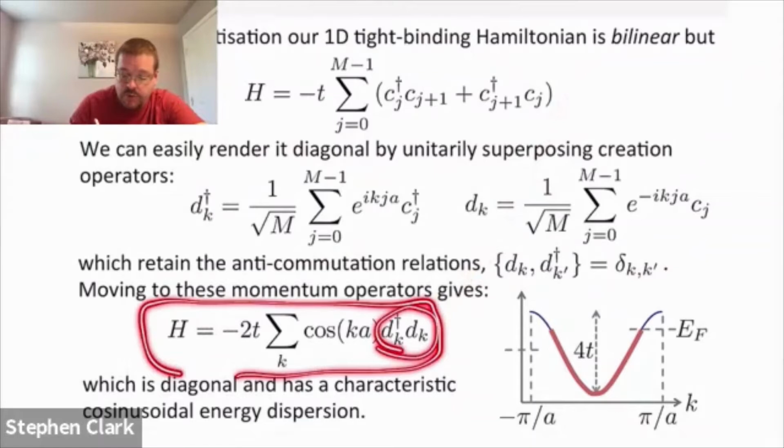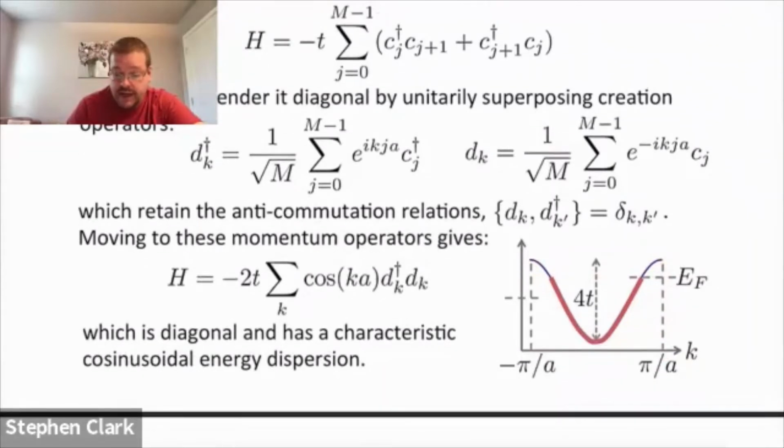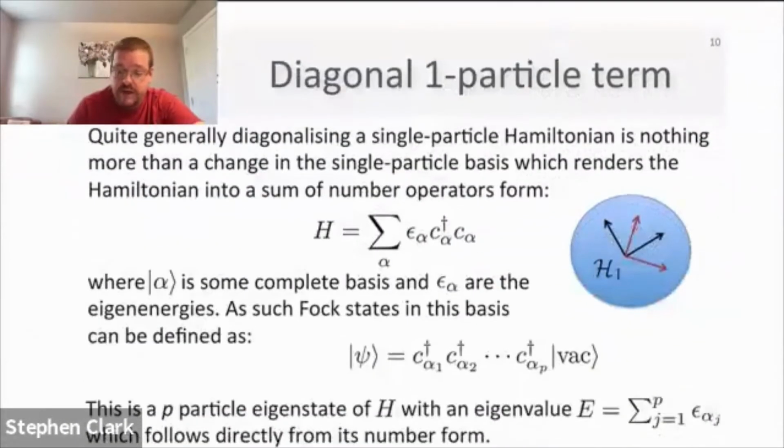It's made up of number operators, and it has the standard cosinusoidal dispersion relation you'd expect for a 1D chain, where you have some bandwidth of 4t, and you have some Fermi level, and you go between minus pi over a and plus pi over a quasi-momentum. In the limit that m goes to infinity, so you have an infinite system, this becomes a continuous dispersion relation. That's a very trivial example, and you can easily generalize this to a 3-dimensional tight binding lattice just by making everything vectorized.